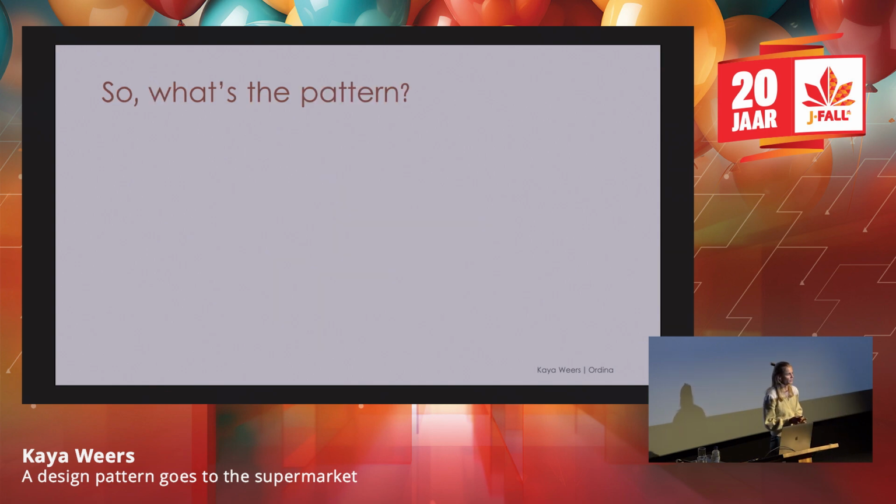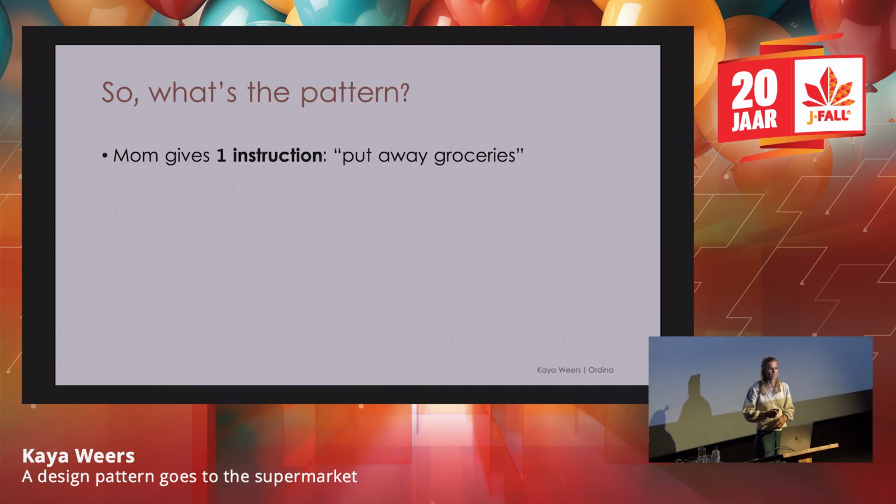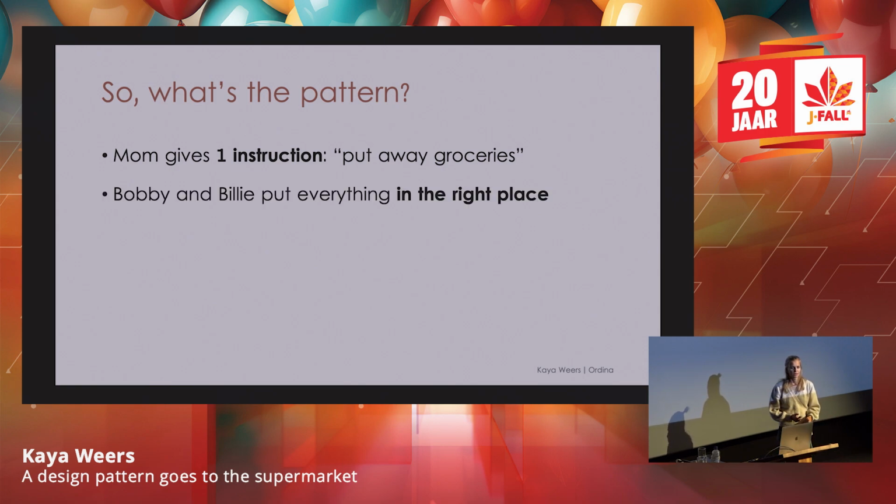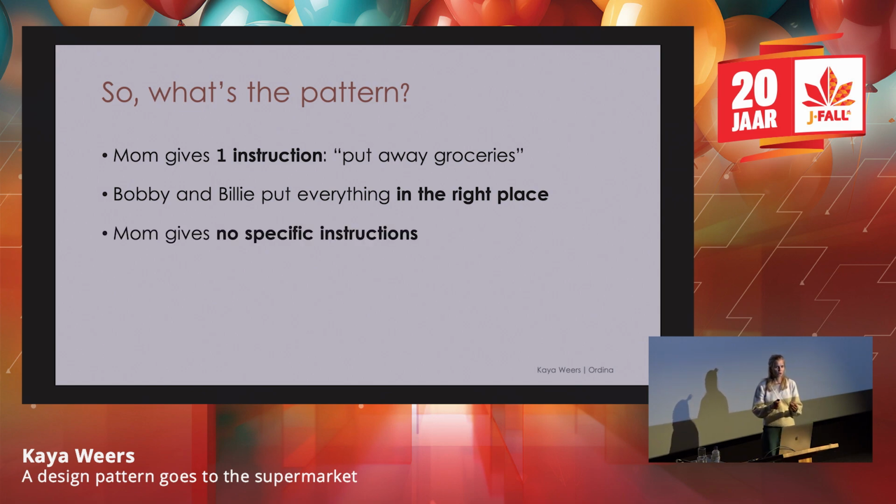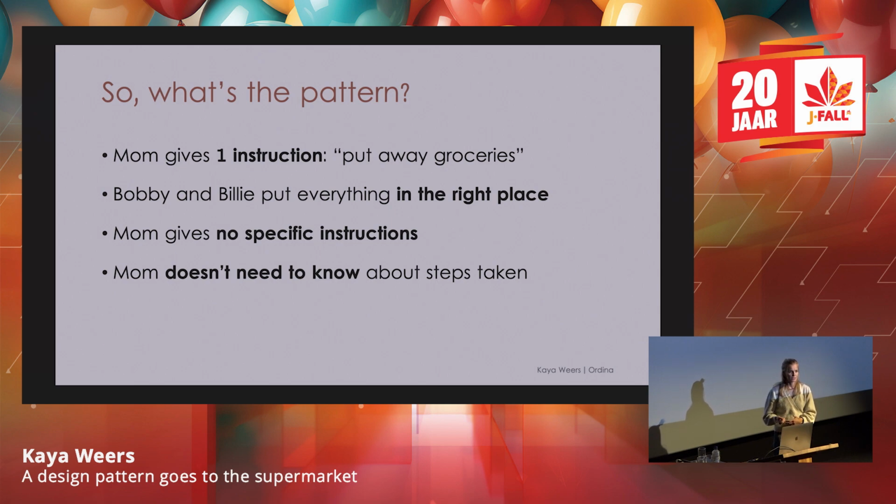So what we saw is that Mom just says, put away the groceries. That's all she does. And then Bobby and Billy put everything in the correct place. And Mom does not need to know about all the steps that it takes, because she's only given that one instruction, and in the end they will put it in the right place, and she has no need to know about all the steps they have taken to do that.